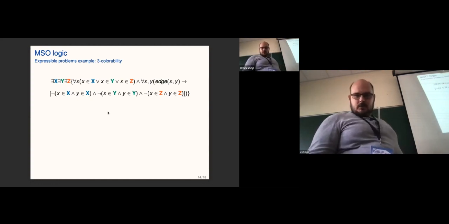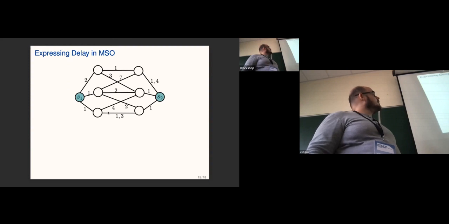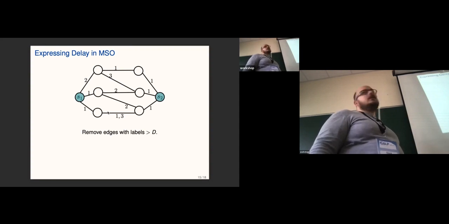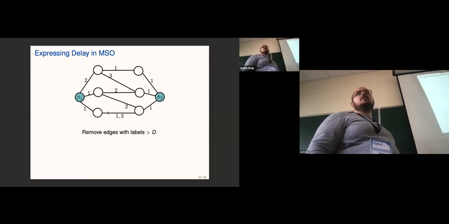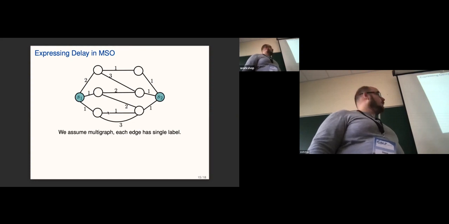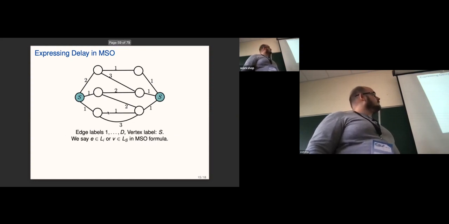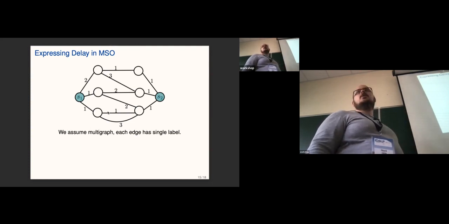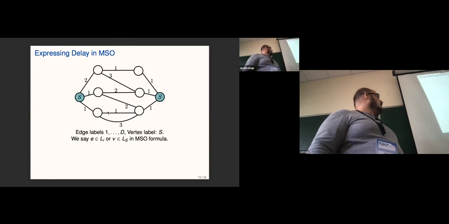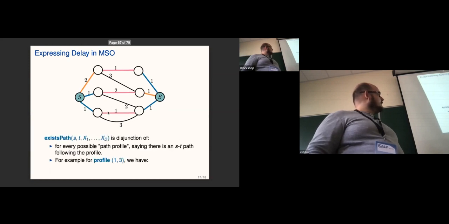And I will skip the part where I explain how we actually got the MSO for this problem. I will just tell you a few first steps. We can start by removing edges that are labeled more than the deadline, because we will never use such edges when we're only delaying. And we can split the edges with multiple labels into parallel edges, which is a bit easier for our formula. And then we have only one label per edge. Let me skip through this, so I can tell you a little bit about open questions.